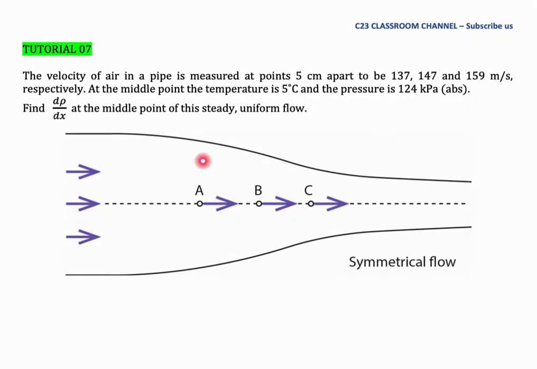So you could imagine, as in a previous question, we have a nozzle or a pipe like this, and then we have 3 points A, B, C, and the velocity at these points is given as 137, 147 and 159 meters per second. In this question, we use air as the fluid inside this nozzle. So we cannot say this air is incompressible. Usually, if we use air as the fluid, we must assume that it sometimes can be compressible flow.